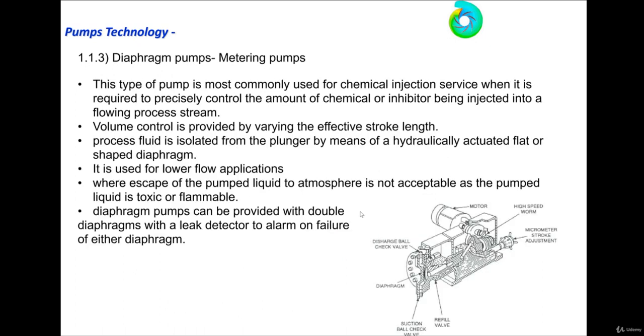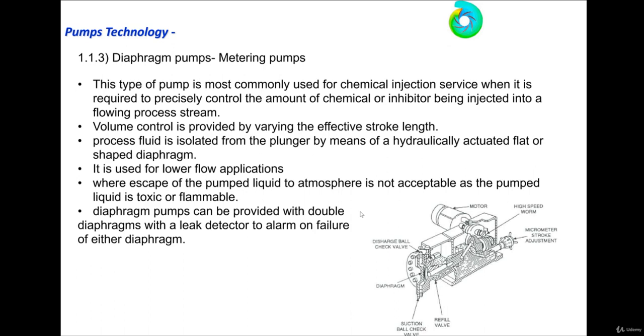The third type is the diaphragm pump. The most commonly used one is the metering pump, or diaphragm pump. This type of pump is most commonly used for chemical injection service, and for this application it's called a metering pump or controlled volume pump, when it's requested to precisely control the amount of chemical or inhibitor being injected into the flowing process stream.